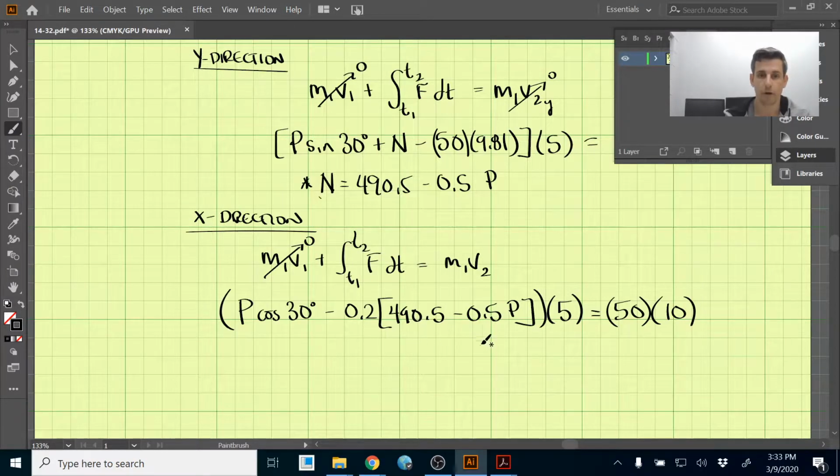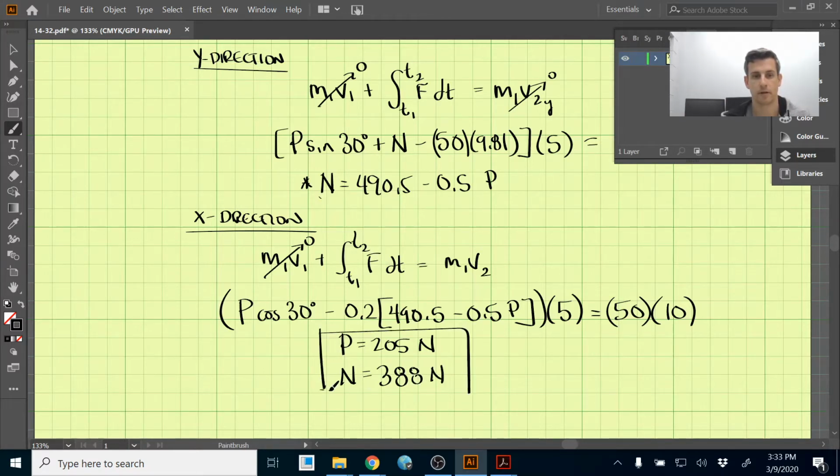So solving this equation, we have P comes out to be 205 newtons, and the normal force, if we care about it, comes out to be about 388 newtons. All right, so that is the answer to 15-10.